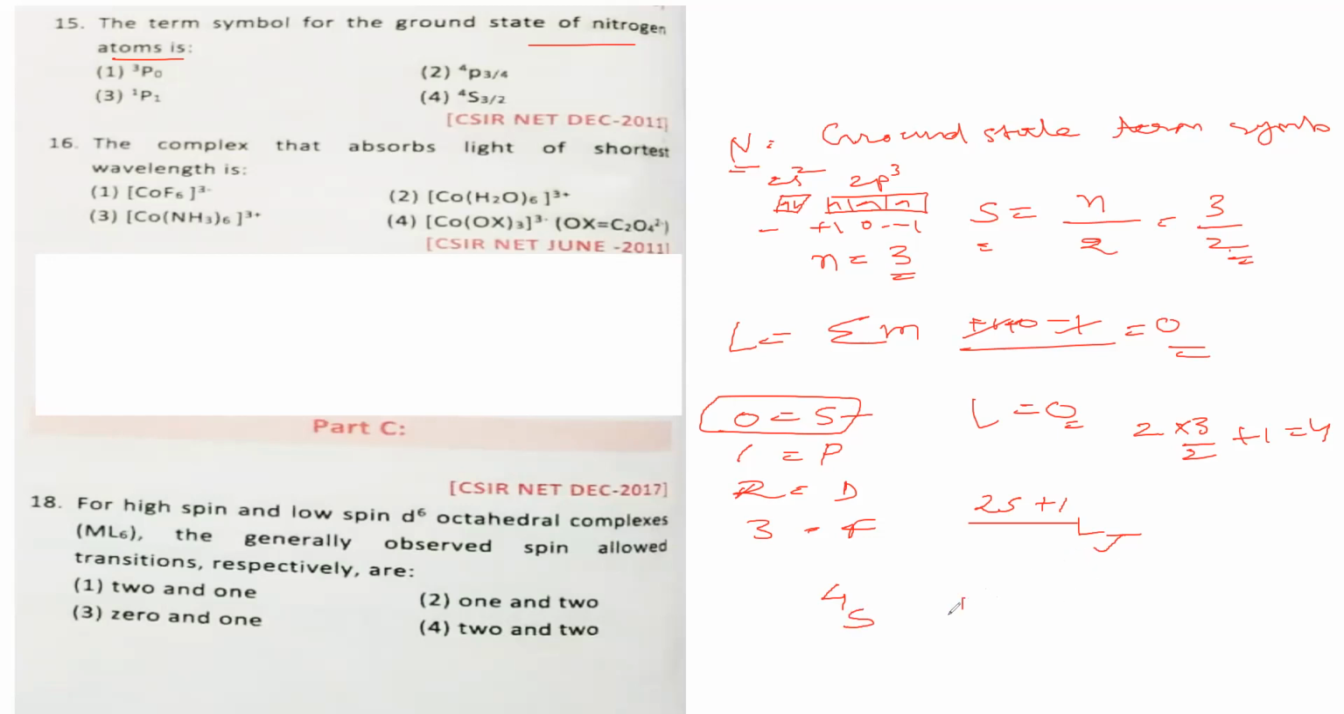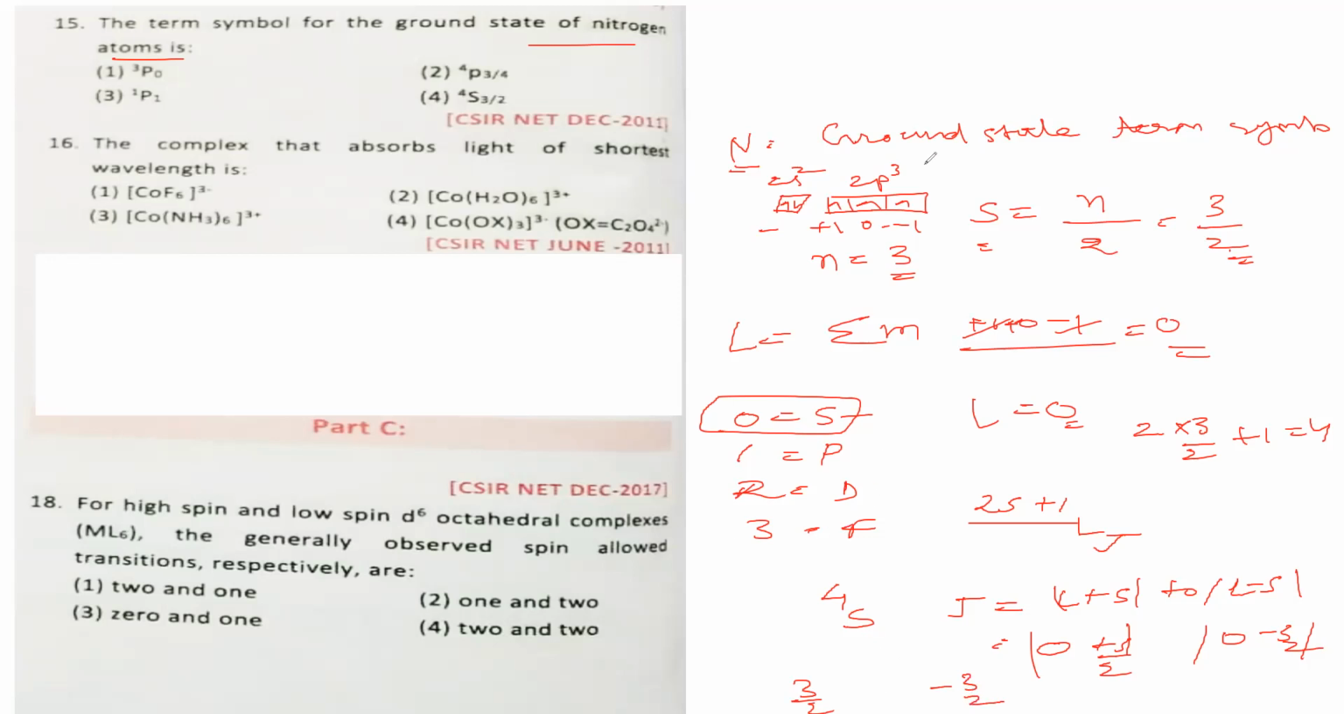Now we have to calculate the J value. J value is given by L plus S to L minus S. Okay. Now what is L? L is 0. S is 3 by 2. So from 0 plus 3 by 2 to 0 minus 3 by 2. Okay. So it comes 3 by 2, then minus 3 by 2.